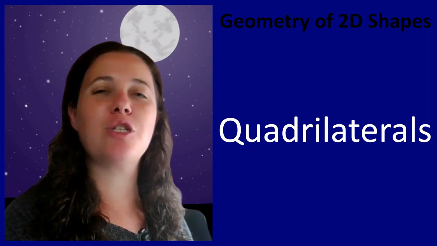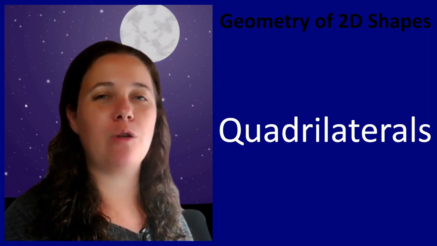Today we're going to be learning about solving geometry problems involving quadrilaterals. So first let's talk about what quadrilaterals are. A quadrilateral is a two-dimensional shape that has four straight sides, and there are a number of different types of quadrilaterals that we can get. We're going to be exploring them in this lesson.